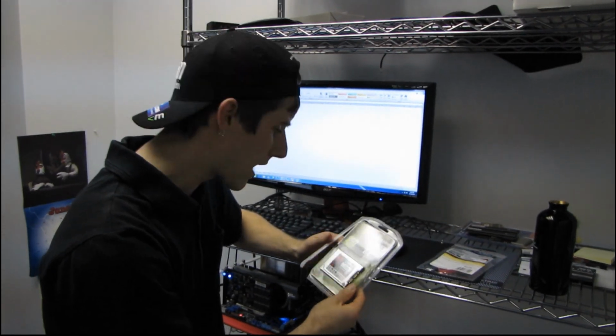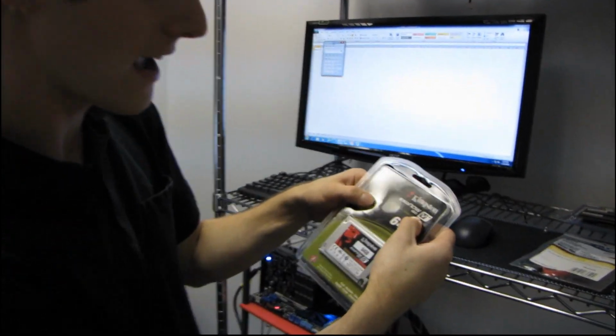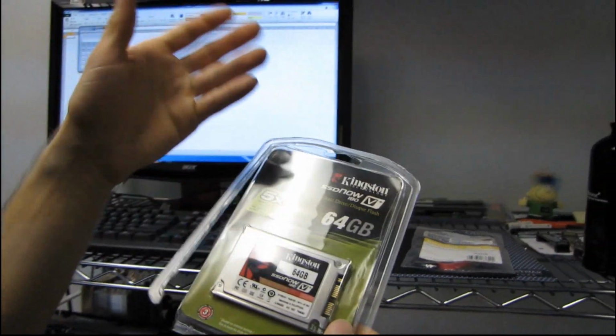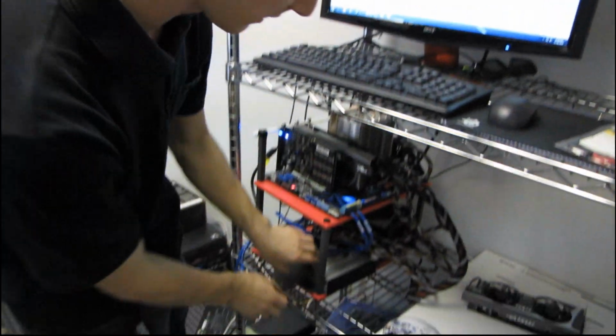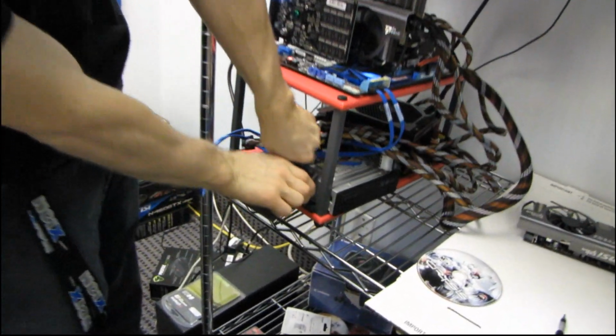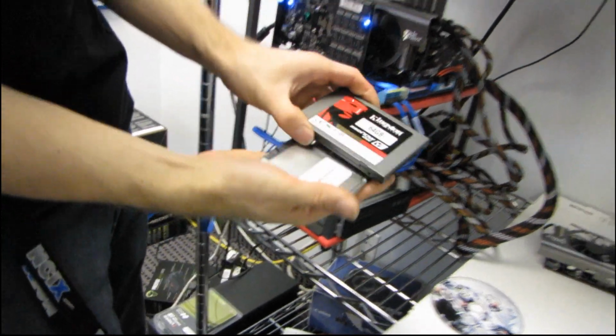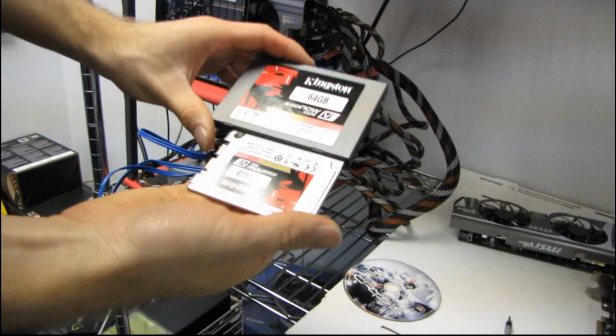So I did an unboxing a while back of the Kingston SSD Now V Plus 180. This is a 64 gig solid state drive. And one of the things I pointed out was quite special about it is the fact that it's really small. So if we compare it to a normal SSD, that is a 2.5 inch SSD, well, it's very small.